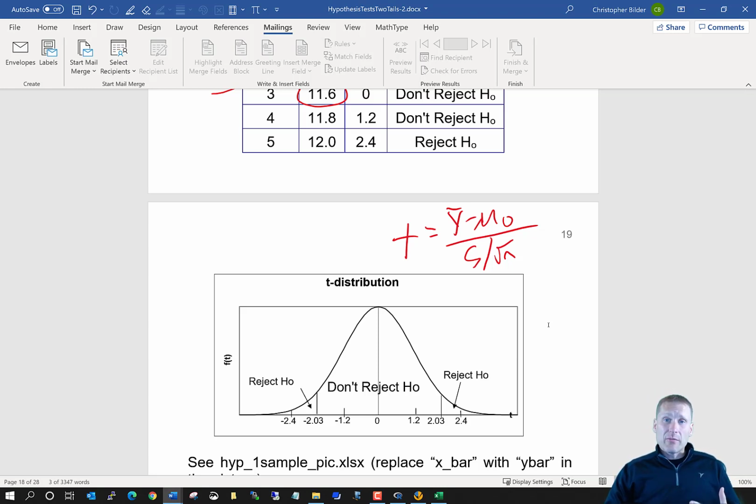Given the amount of variability that we have in our data, as measured by s divided by the square root of n, it would not be unusual, with a sample size of 36, to observe a sample mean of 11.4. It would not be unusual. So because of that, I say don't reject H0.